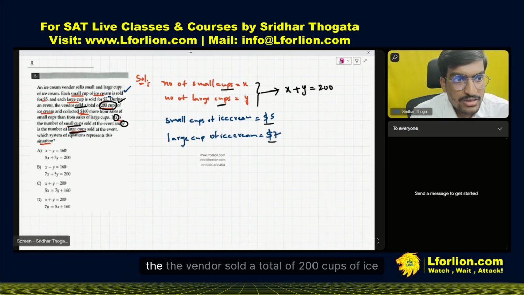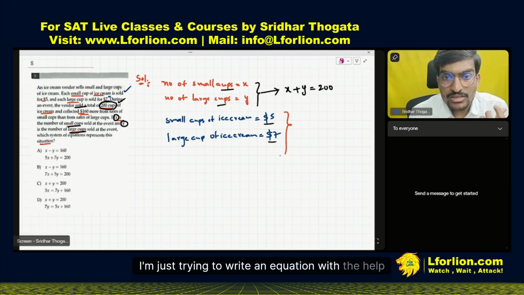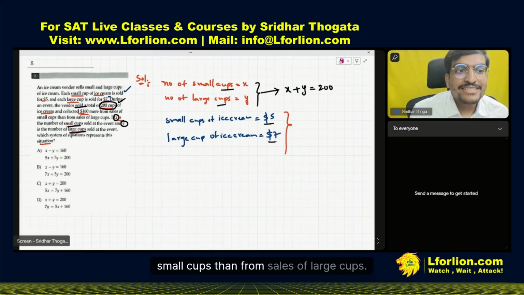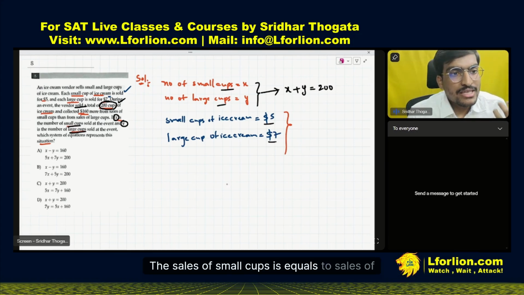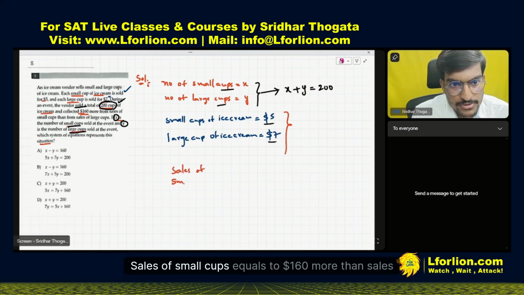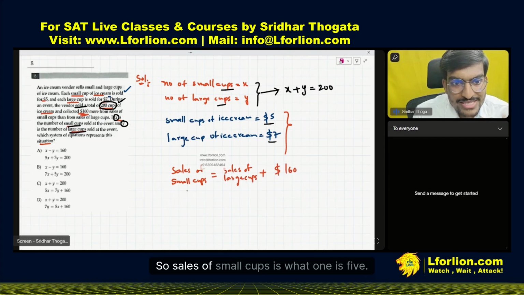During an event, the vendor sold a total of 200 cups of ice cream. Okay, he sold 200 cups. Now I'm just trying to write an equation with the help of dollars: collected $160 more from sales of small cups than from sales of large cups. What does this represent? The sales of small cups equals $160 more than the sales of large cups, so sales of large cups plus $160.